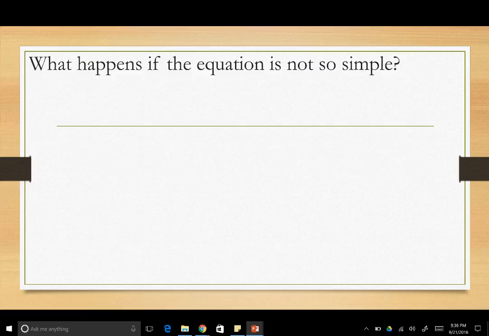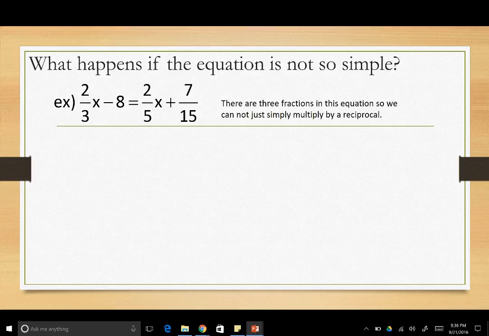Now, what happens when our equation is not so simple, where there's not just one fraction as a coefficient? Let's take a look. We've got 2/3 x minus 8 equals 2/5 x plus 7/15. Not only do we have two different coefficients that are fractions, but we have a constant that's a fraction. So we can't just multiply by a reciprocal on both sides and get rid of those fractions. It won't work. What we have to focus on is that what makes these coefficients and constants fractions is the denominator. If we could get rid of those denominators, if we could cancel those out, we would not have any more fractions.